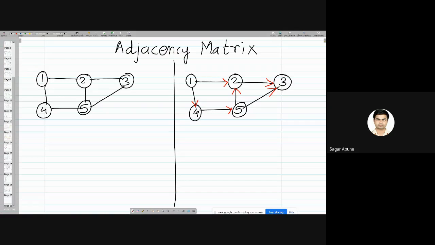The adjacency matrix of a graph is a two-dimensional array of n cross n elements, where n is the number of vertices. N cross n means how many rows and columns? N. Here there are 5 vertices. So in my adjacency matrix, 5 rows and 5 columns are there. The total number of vertices becomes your column value and row value.